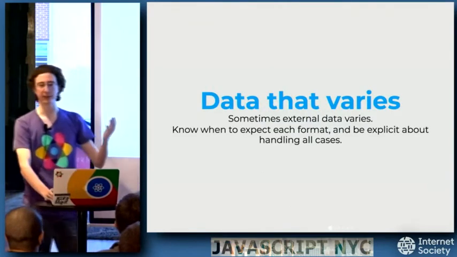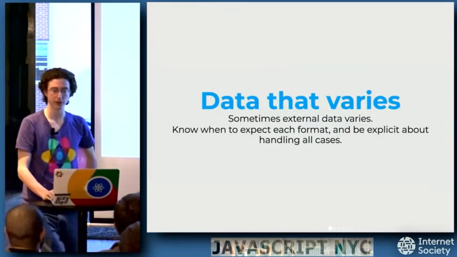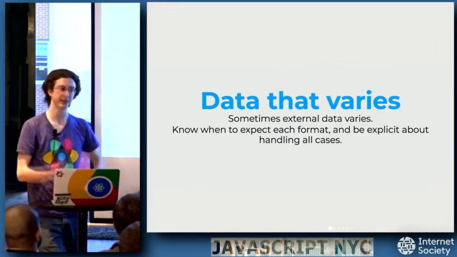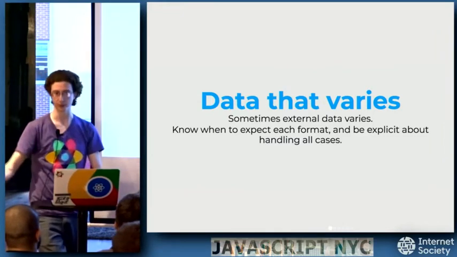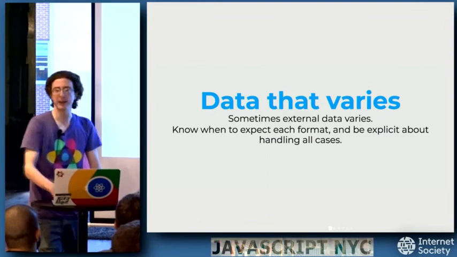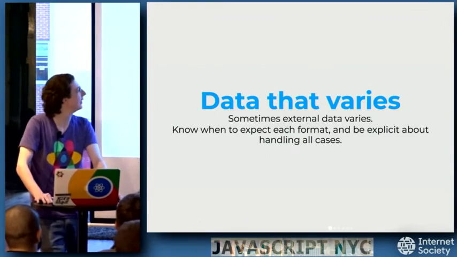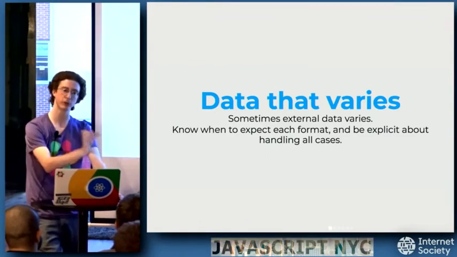But what about data that varies? Sometimes there are legitimately cases where we might get this data, or we might get that, or we might get something else. That's fine. That's going to happen. But you should do it as close to the source of the data as possible.